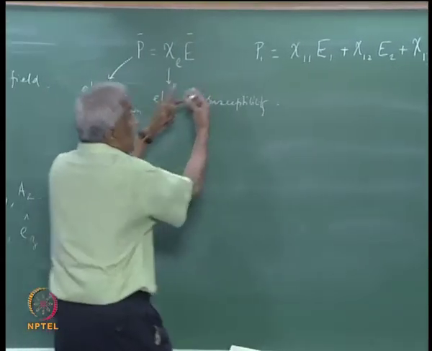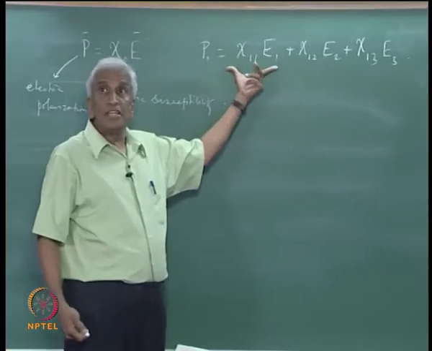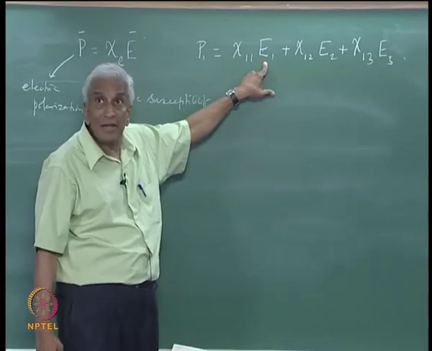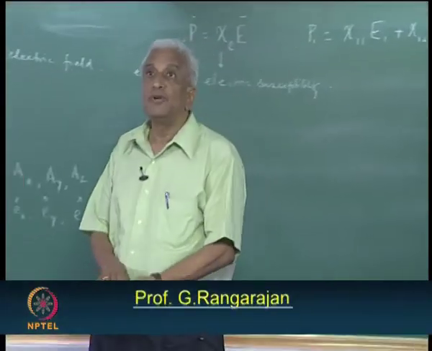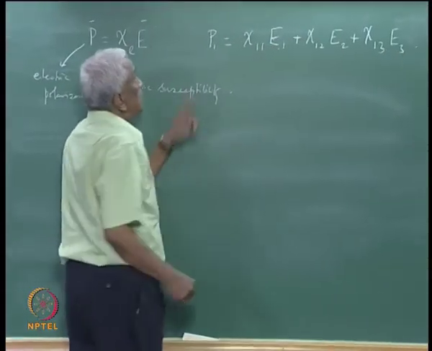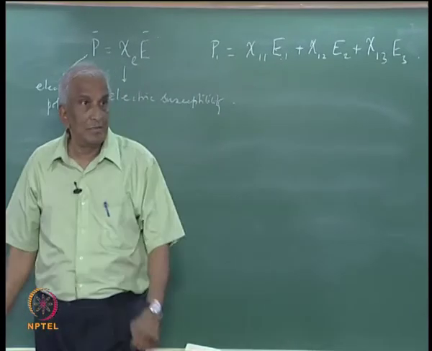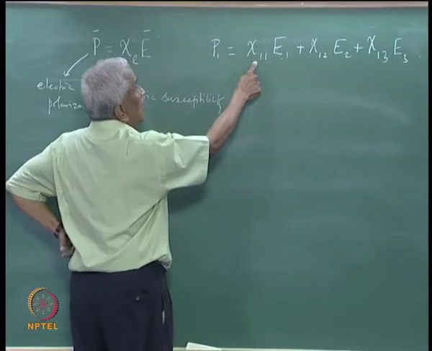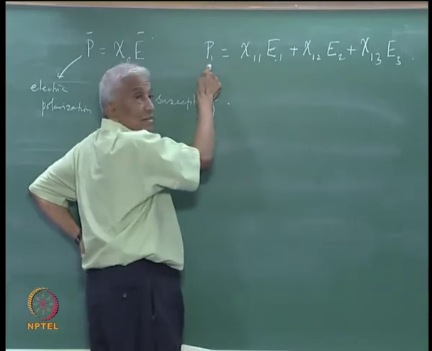Therefore, we have to write this general relationship between P and E in terms of a sum, which includes the contribution due to the polarization produced by the component E1 and the contribution from E2 and the contribution from E3, using the principle of superposition. So, the contribution from E1 to P1 is known as the component chi 1 1, which means that this is the contribution due to the electric field component E1 for the polarization component P1.